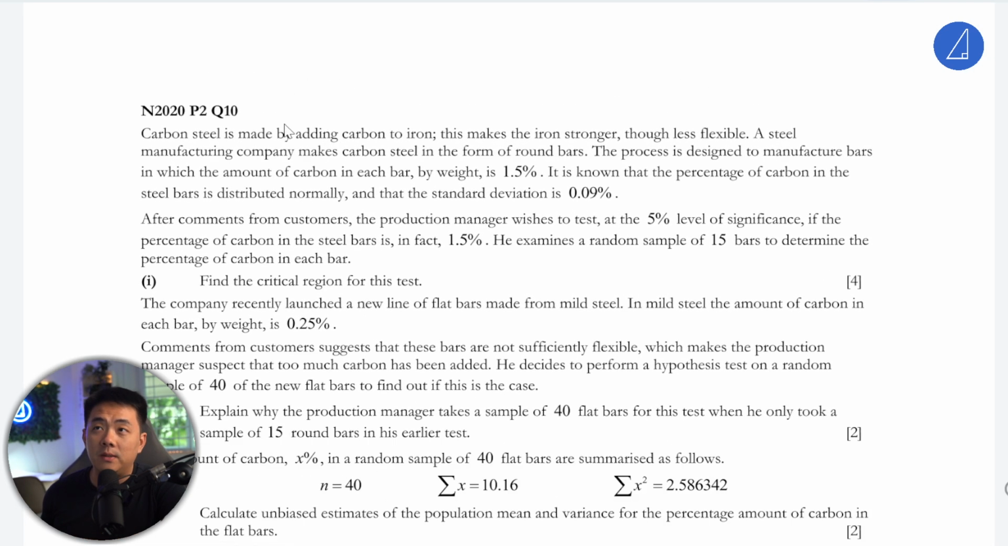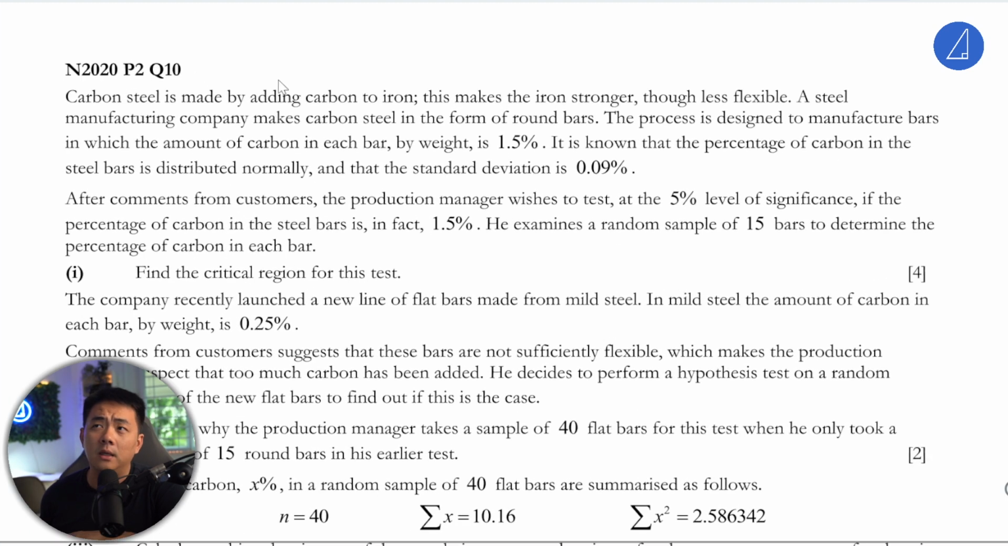Carbon steel is made by adding carbon to iron. This makes the iron stronger, though less flexible. A steel manufacturing company makes carbon steel in the form of round bars. The process is designed to manufacture bars in which the amount of carbon in each bar by weight is 1.5%. It is known that the percentage of carbon in the steel bar is distributed normally.